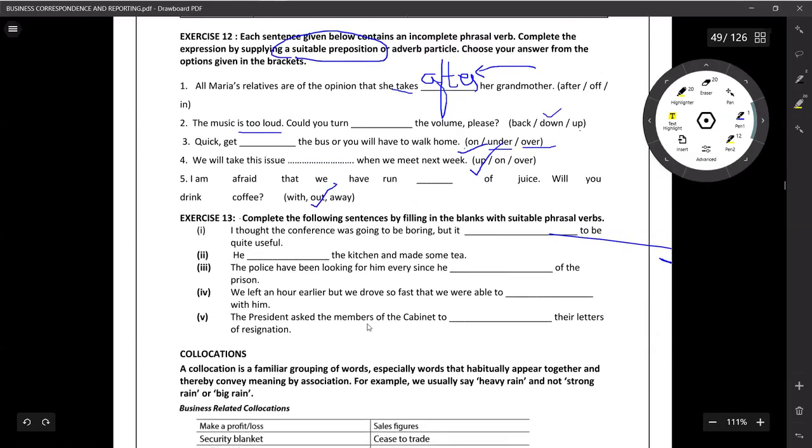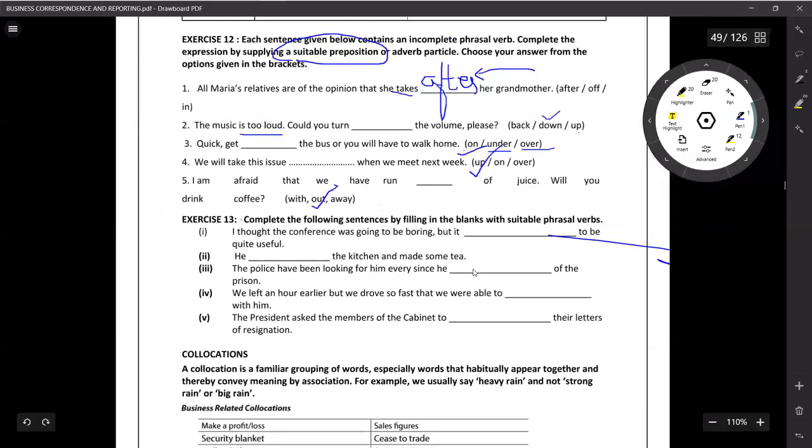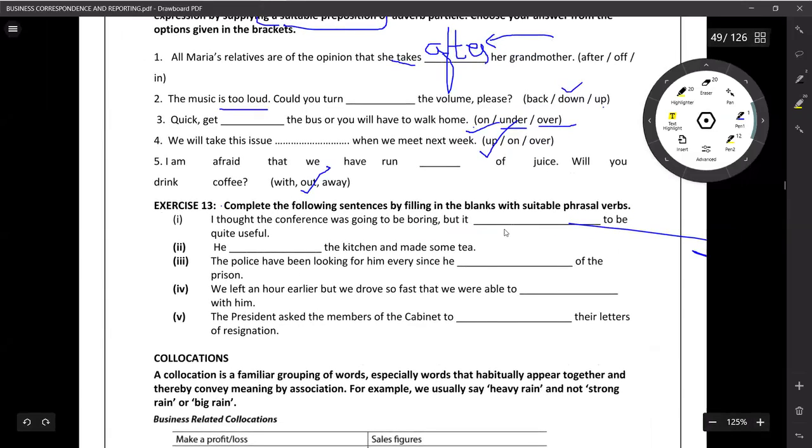Right. Next one. I thought the conference was going to be boring, but it dash to be quite useful. Tell me the right phrasal verb. There are no options to guide you. So come on. I thought the conference was going to be boring, but it dash to be quite useful.